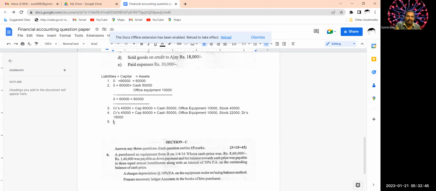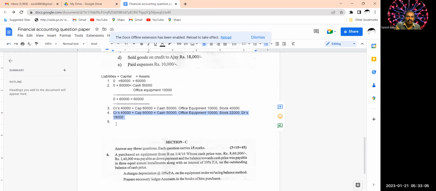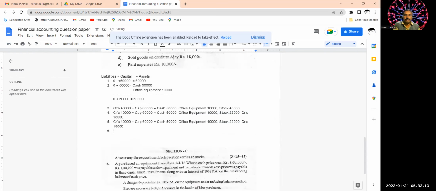Then the fifth one. Understood? Paid expenses, 10,000 rupees. What I will do, I'll copy this. Sorry, I have made a mistake. So this I have copied and pasted it. Now see, what is the transaction? The transaction is paid expenses 10,000.